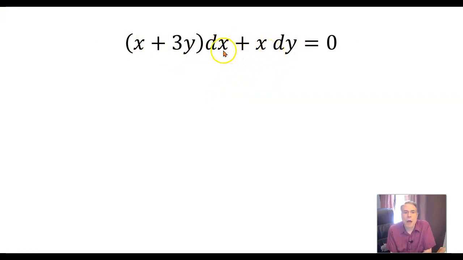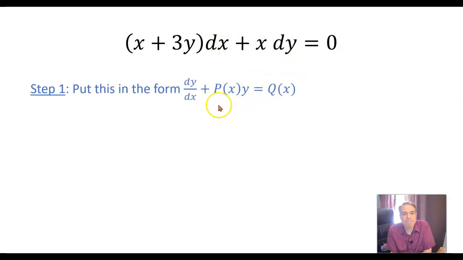It would be a little more obvious that it's linear if I divide through by dx. So I'm going to want to put it in the form that I'm used to working with. First, if you divide through by dx, you get x plus 3y plus x dy dx equals 0.